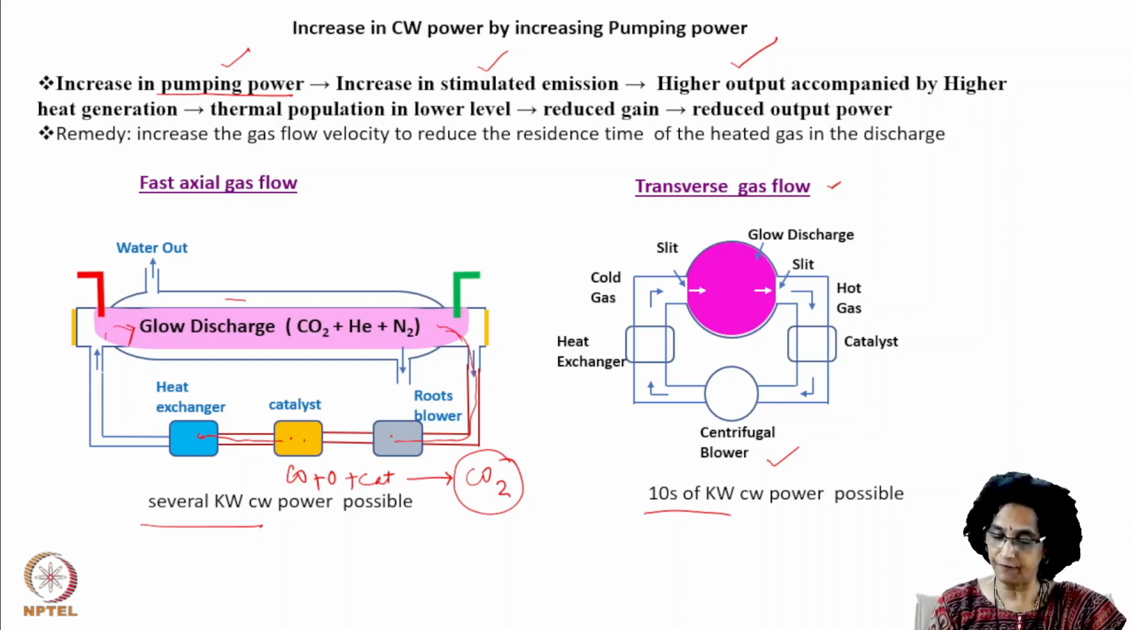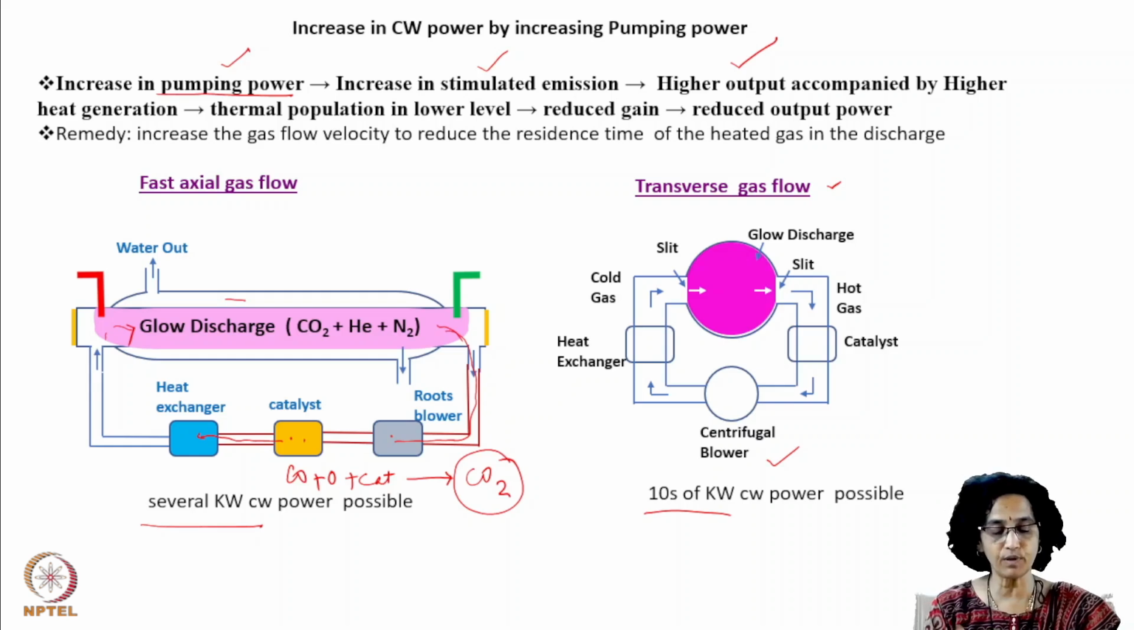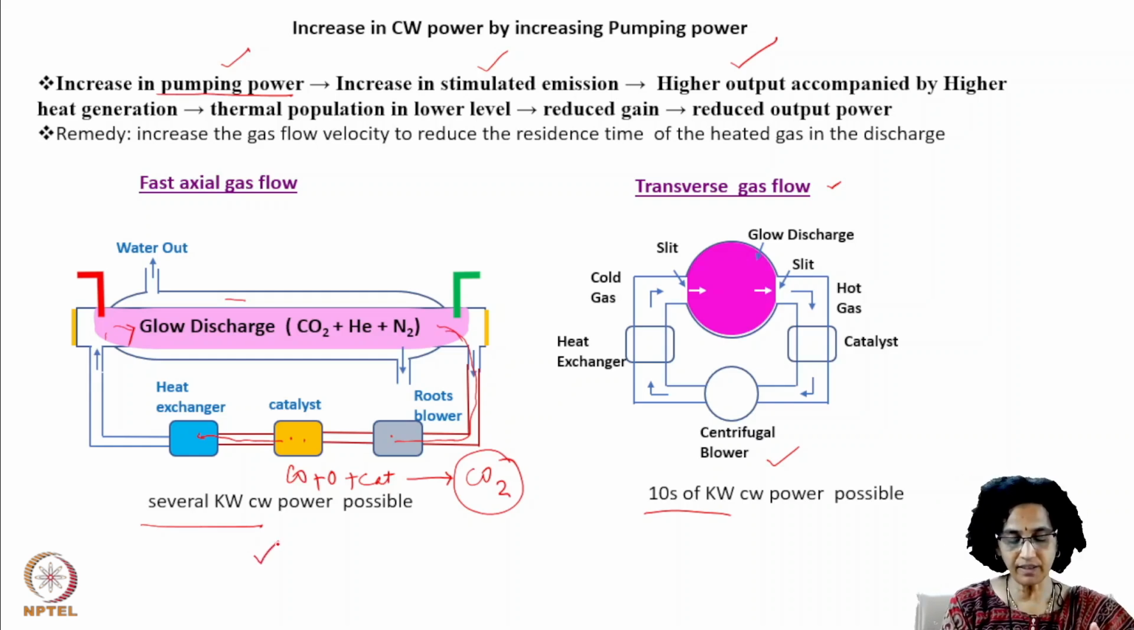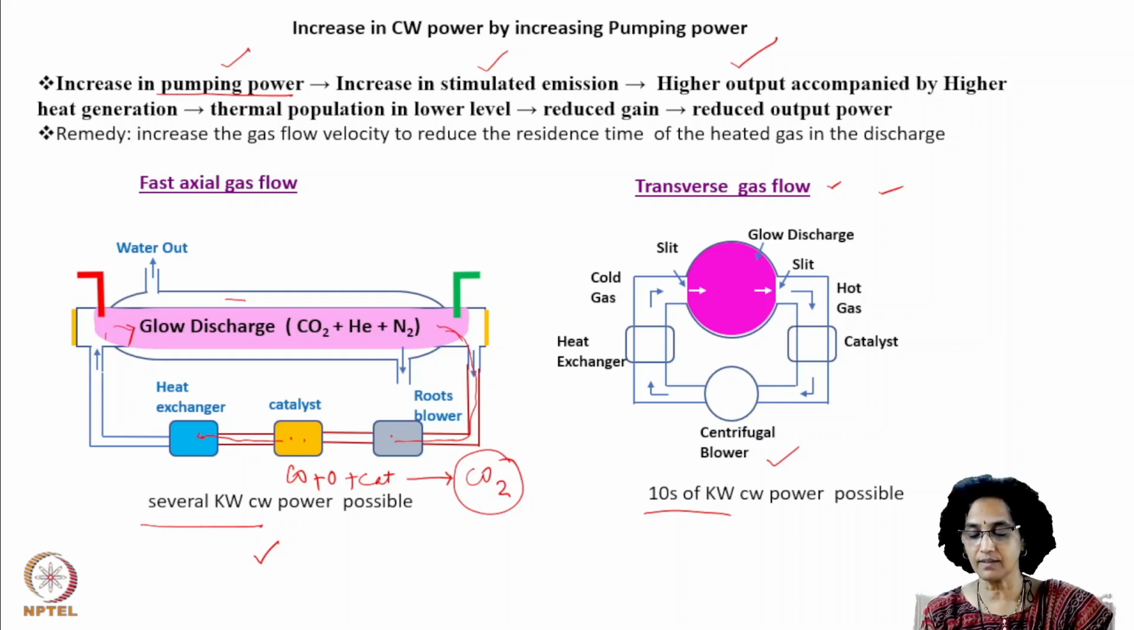One basic difference, as I have said, is the way in which the gas is removed. In this case, it is axial. In this case, it is transverse. But the spatial quality of the laser output is supposed to be better here as compared to the transverse gas flow. But these are certain ways of getting higher output.